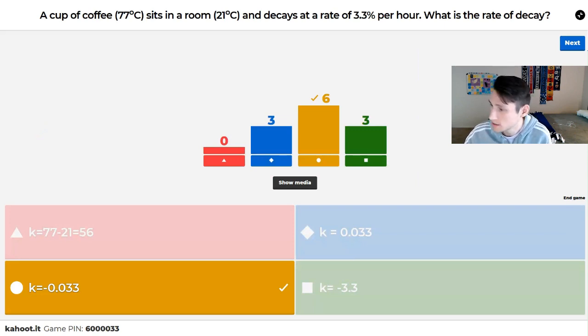Since it's decaying, it's cooling, then it needs to be a negative value of K, and then we have to change the percent to a decimal.